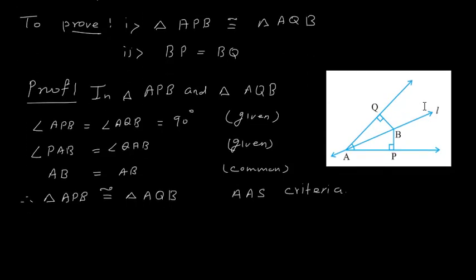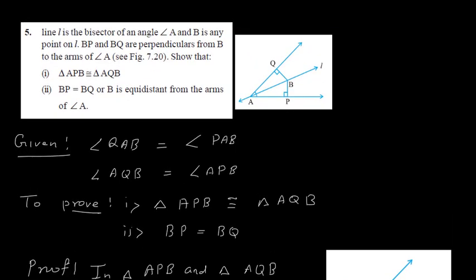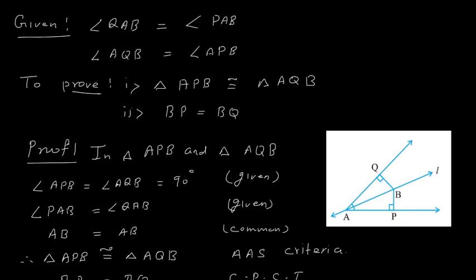So the first part we have done, and then BP is equal to BQ. For this we will write corresponding part of congruent triangle. So first and second both the parts are proved, hence proved. Simple, right? So let us move to the next question.